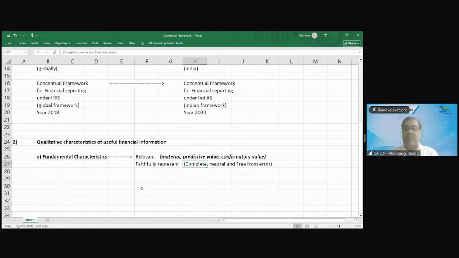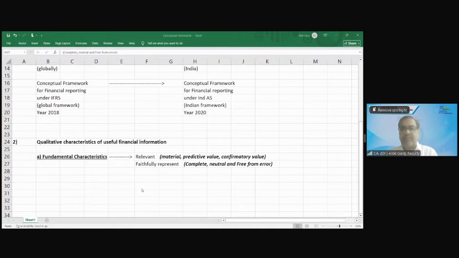And substance over form also, right? So information should reflect substance over form also, for which it is intended. Okay. While you can see in many circumstances, the substance of the economic phenomenon and its legal form are the same. If they are not the same, providing information only about legal form would not faithfully represent the economic phenomenon. So substance over form is also important.